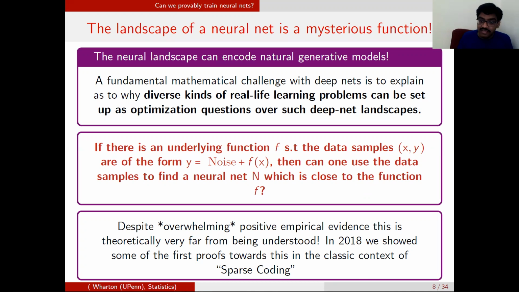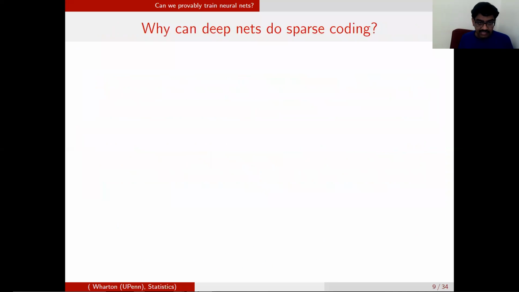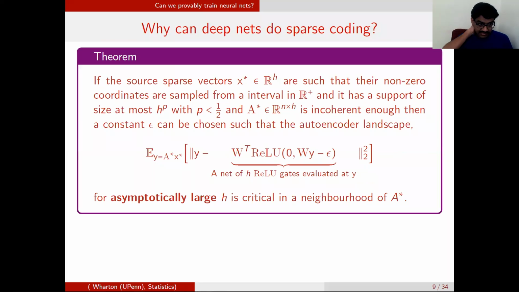But there are lots of Fs for which you can design architectures which will eventually approximate F, and we don't have an understanding of why this is possible. One of the first proofs towards this was written by us in 2018 in the context of sparse coding. Let me quickly review the sparse coding result that we had.